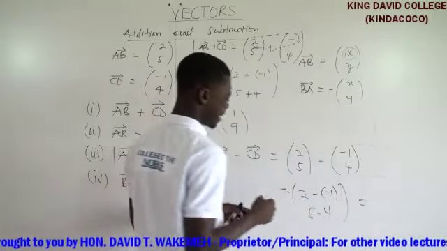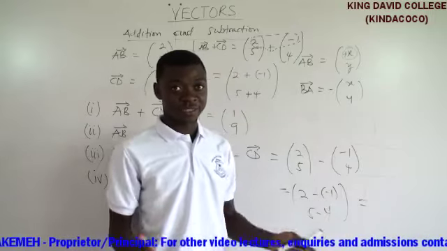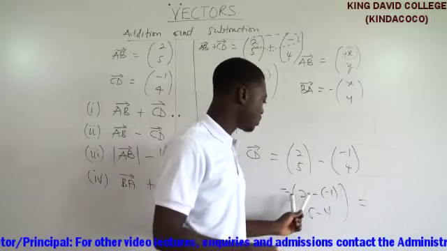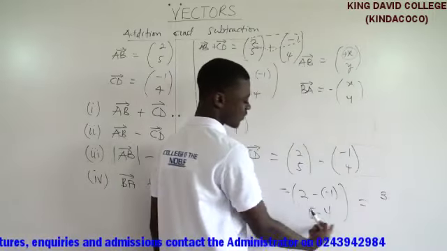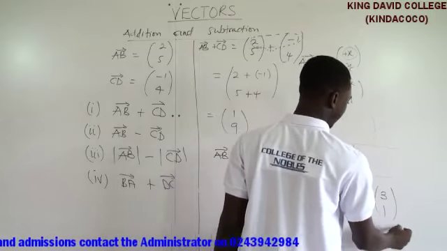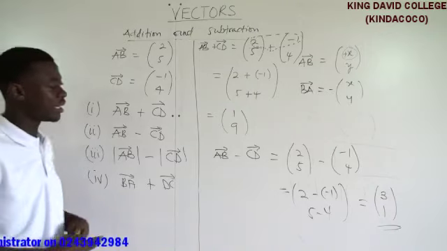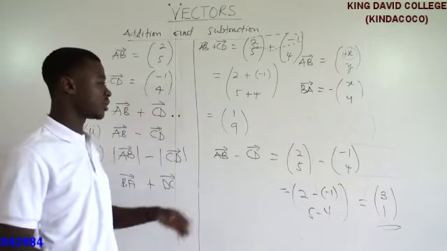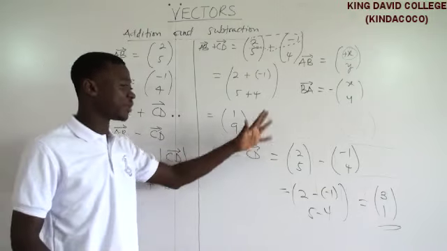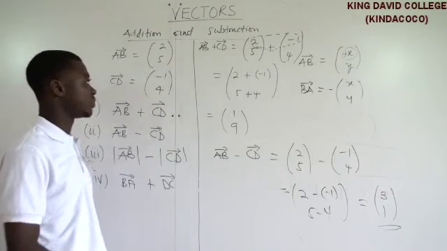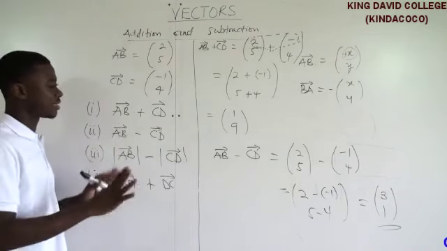So minus minus will be positive, right? So it's going to be 2 plus 1, which is 3. Then 5 minus 4 is 1. So the resultant, when you subtract, is going to be (3, 1). Okay. These are very simple stuff you can do. It's not hard at all. It's component-wise like that.